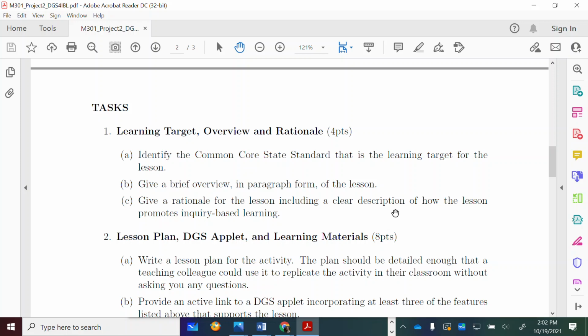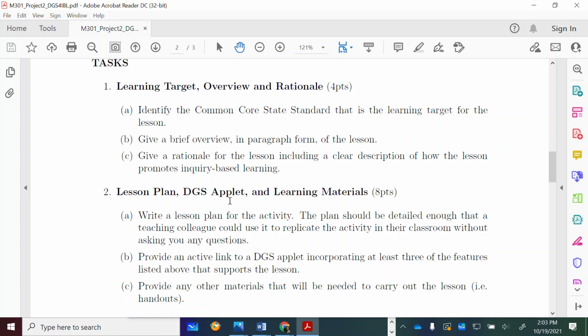And then what I want you to do is to write a lesson plan, give me a DGS applet, and some learning materials. This will be the bulk of the points. So I'll give 4 points for the applet and 4 points for the lesson plan and learning materials. So write a lesson plan for the activity. I don't have a specific lesson plan format that I like. If you want it as a narrative form, you can certainly do that. There are lots of templates online that use tables or tabular forms to include how many minutes on each part.